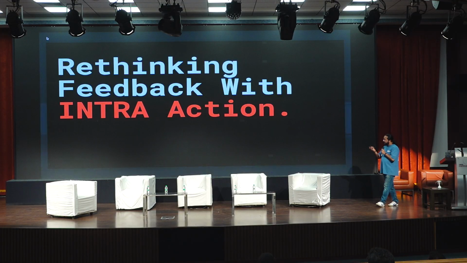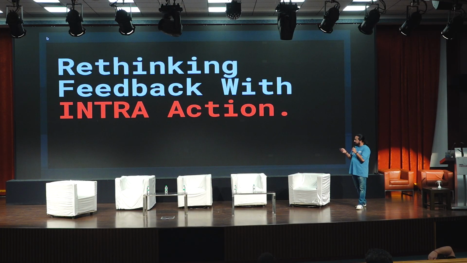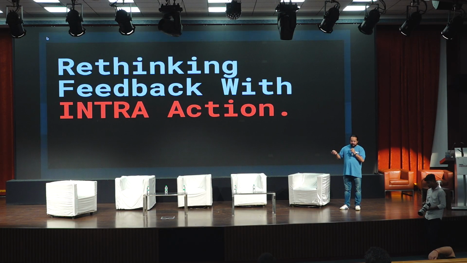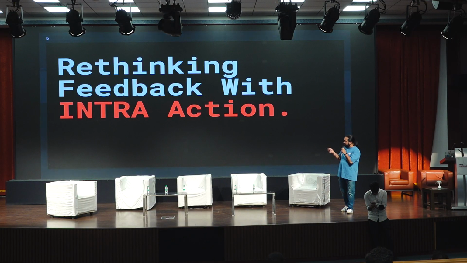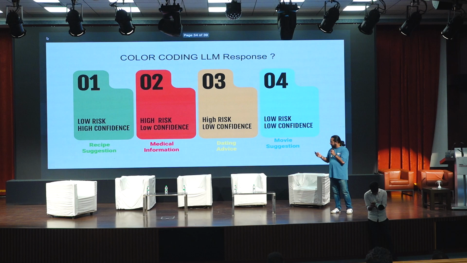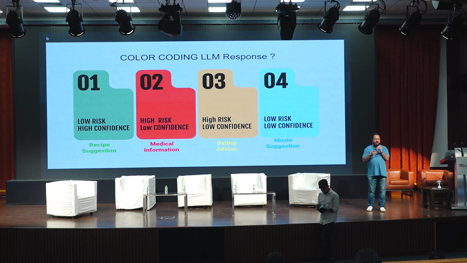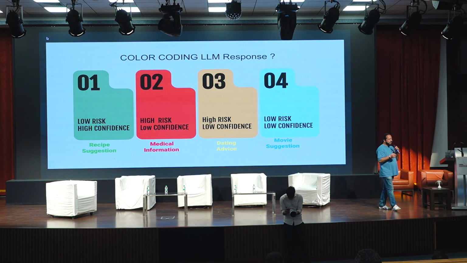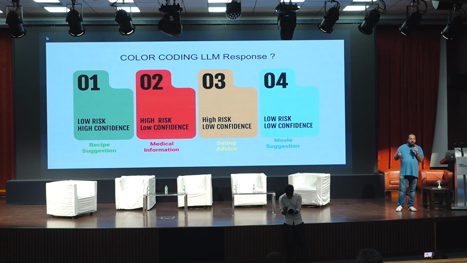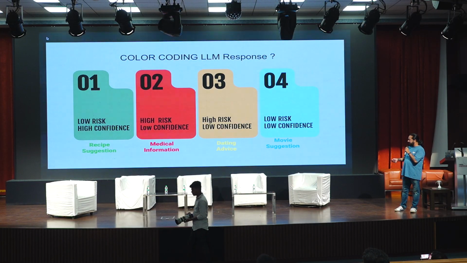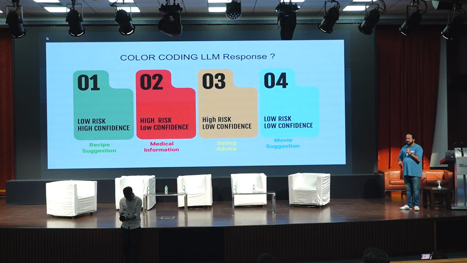So let's take one part of that six-panel grid, feedback. Can we attempt right here to rethink the whole AI-centric interaction for one component, which is feedback? Right now, ChatGPT shows you everything in the same color, same font size. But not everything is the same. Let's take the example of recipe suggestion, medical information, dating advice, and movie suggestion.